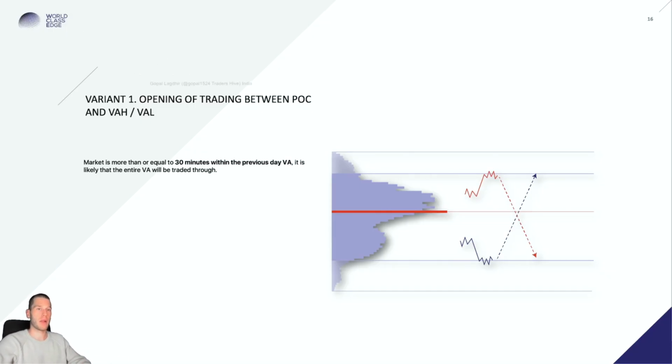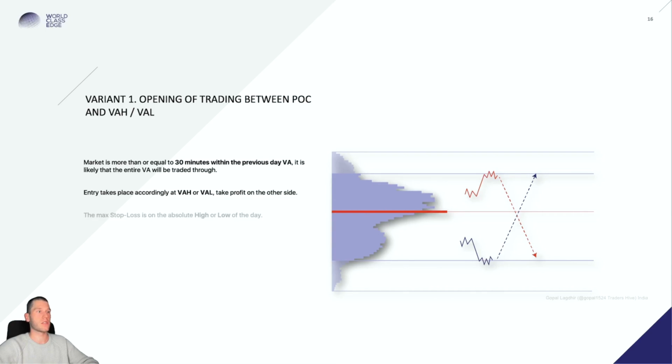It happens very often. Of course, at some point price will go to price discovery again, like in the example, but our plan in this case always is that the value area of the previous day will be traded through again. Entry takes place at the value area high or low, depending, and the take profit is on the other side. The stop loss is the absolute high or low of the previous day from the profile, or from the area we define the value area. It does not have to be the previous day, but it's day trading setups in this case, so it's most likely the previous day.